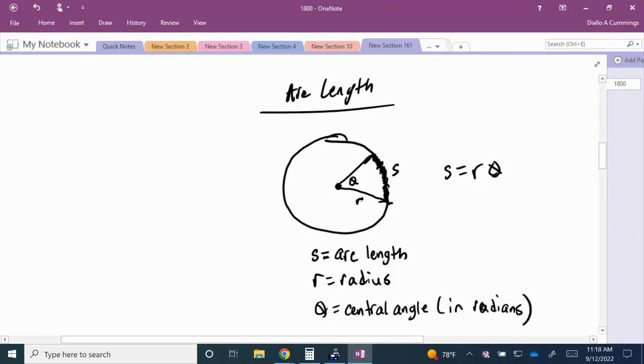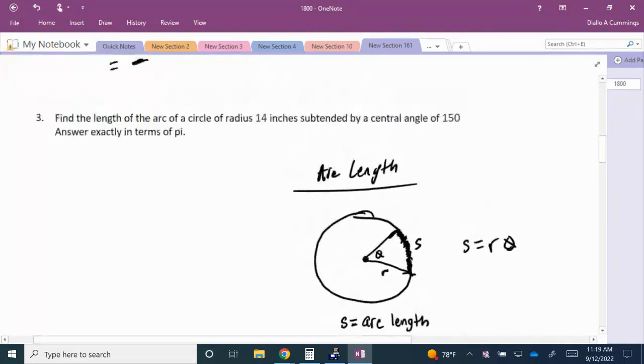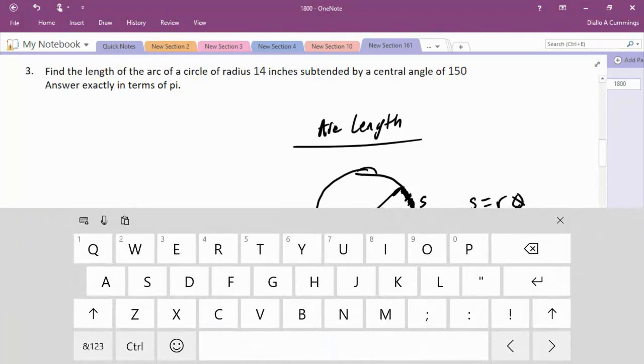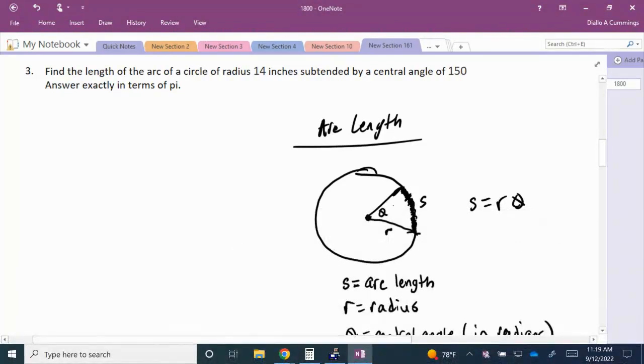All right, so in this example, we're given the radius, we're given the central angle measure, and we're asked to find this length of arc. So going back to our problem, it says find the length of an arc of a circle whose radius is 14. So my radius is equal to 14. The central angle measure is 150 degrees.